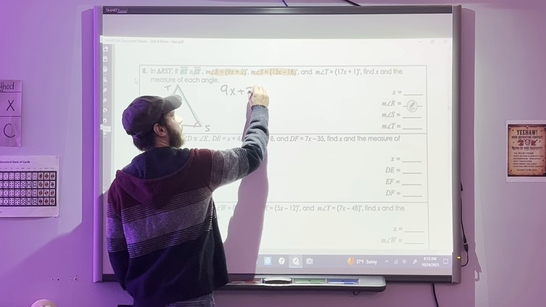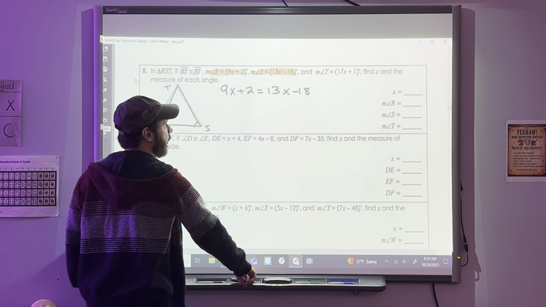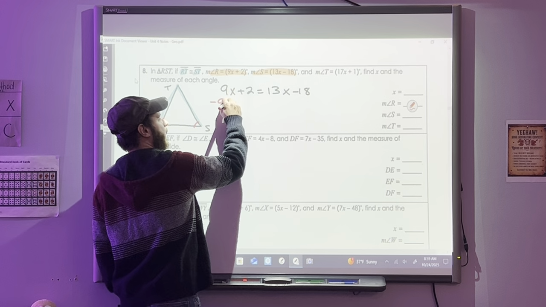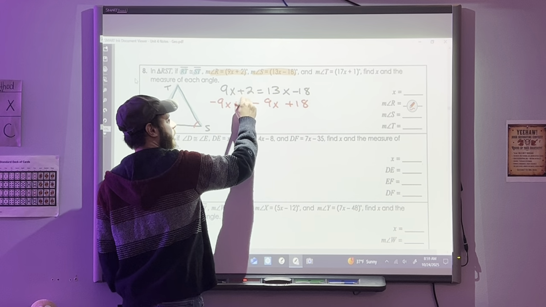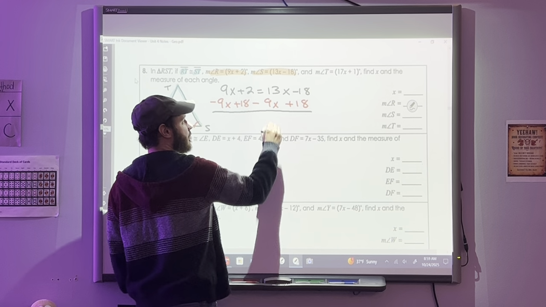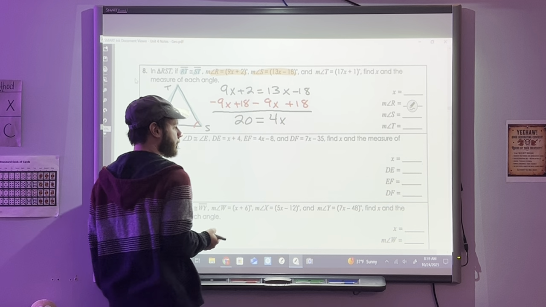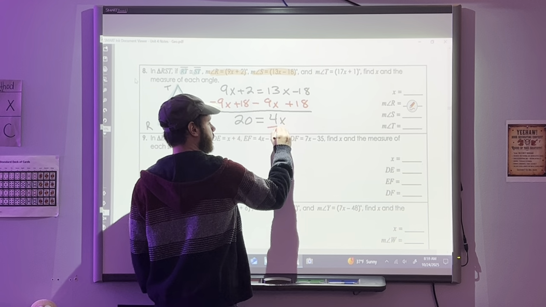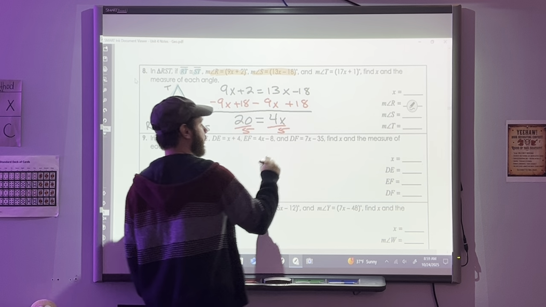9x plus 2 equals 13x minus 18. All right, let's solve for x. I'm going to move the 9. I'm going to give something back. Same steps every time. You can do this. It's the same thing. X equals 4.